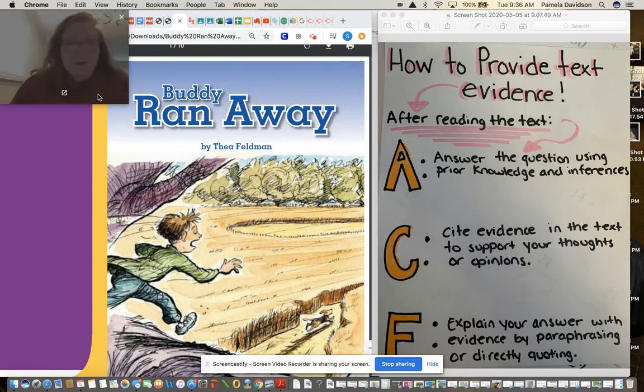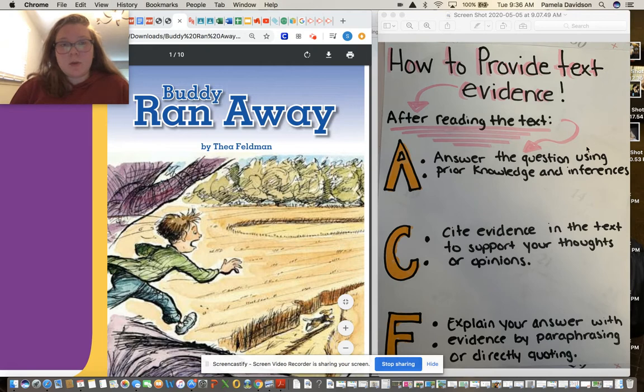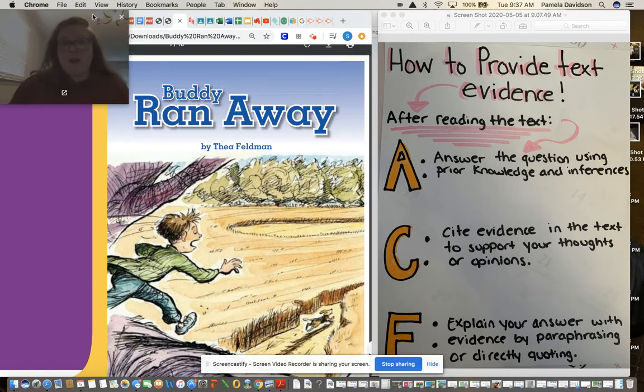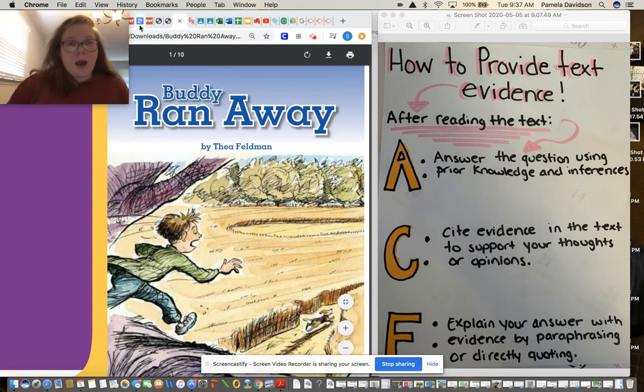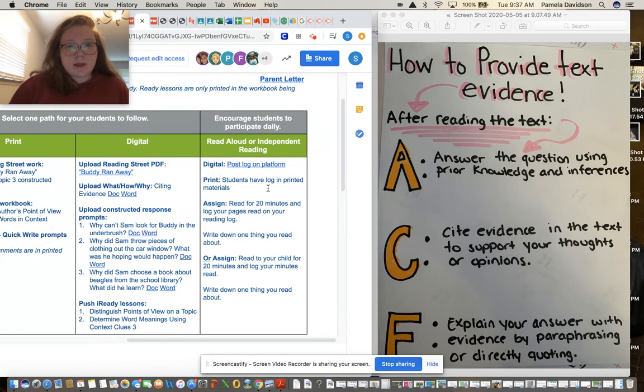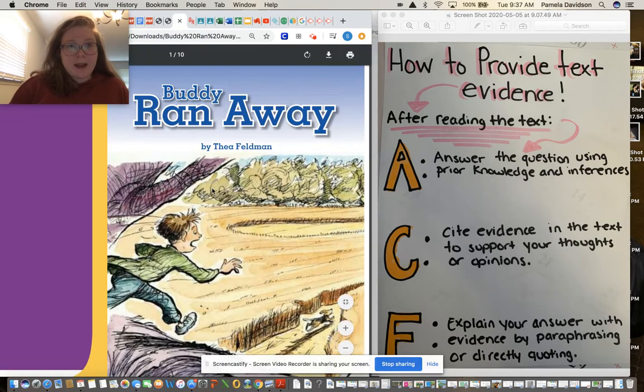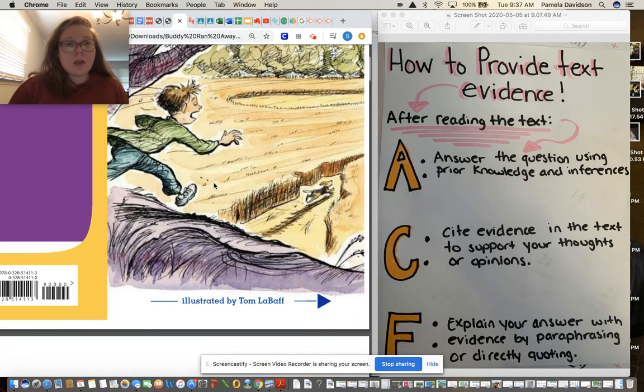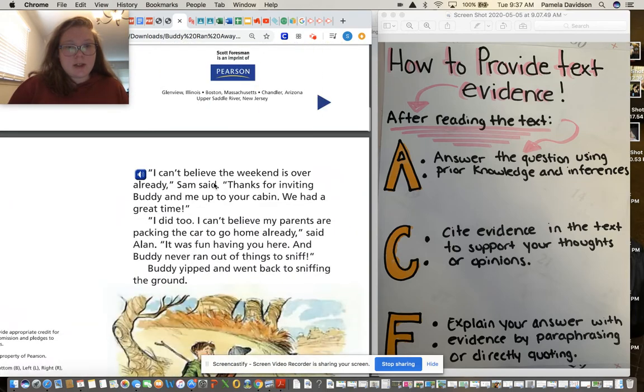So Buddy Ran Away. How to provide text evidence. Remember, we're using the strategy ACE. Answer the question, cite the evidence, and explain your answer with something directly from the text. So Buddy Ran Away. One of the questions that you have is why can't Sam look for Buddy in the underbrush? So I'm going to look for the page where they talked about that.